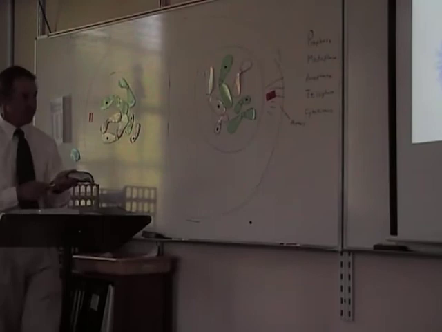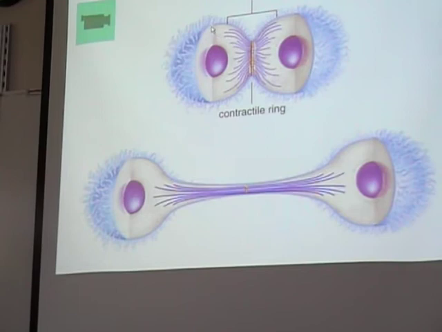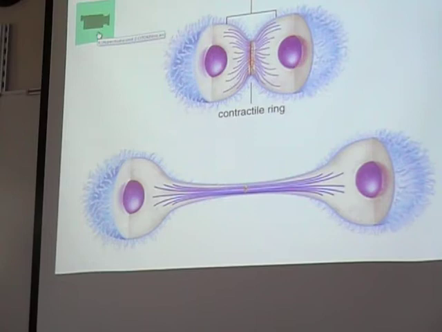You can see it getting really tight right now. The cleavage furrow is what we call it where it's pinching in. Cleavage means an inward pinching. Y'all probably heard that word before. What's the picture below it? It's the same cell, just stretching further and further. And those are the microtubules in between it. About to get destroyed. They still haven't been destroyed yet.